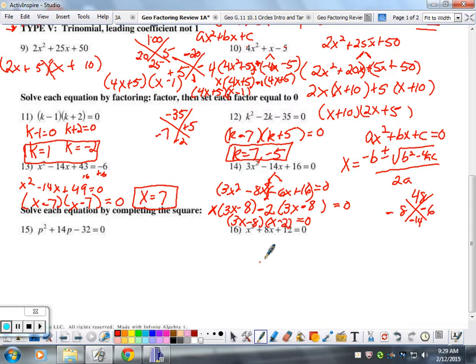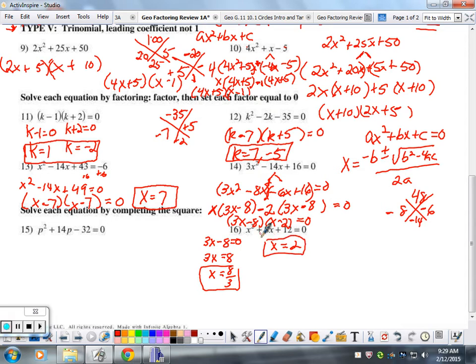Now this one's careful. I'm factored, so I want to find the solution. Now this one's 2, right? Got it. Okay, and then what's this one? Now some people can do this in their head, some people can't. If you can't, just say when does 3x minus 8 equal 0? Add the 8 and then divide by 3. So these are my two solutions.